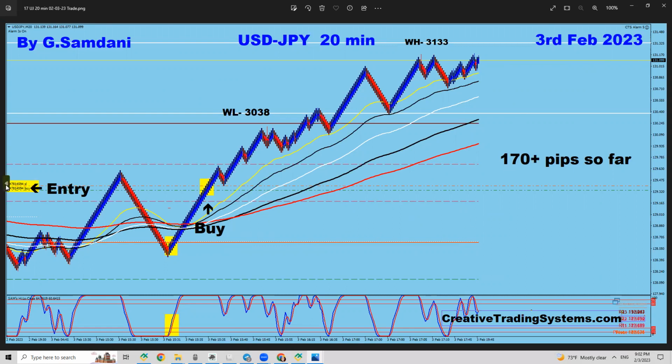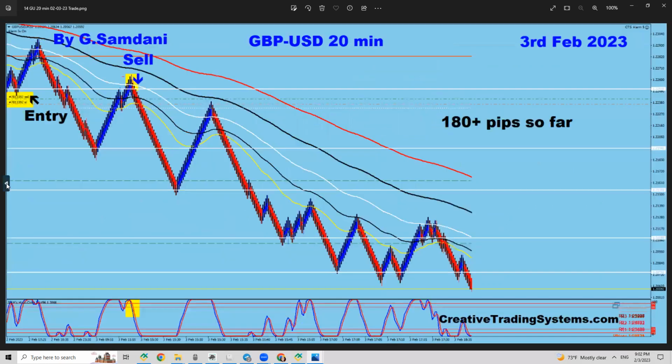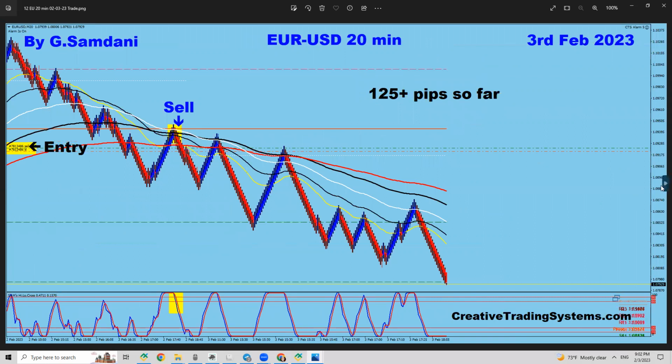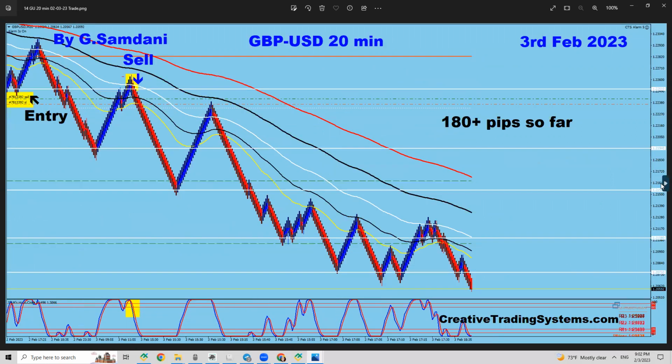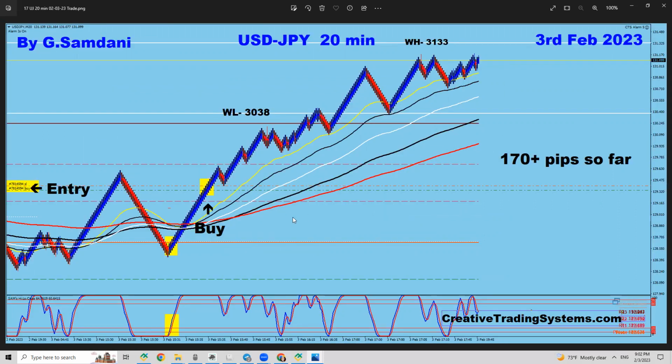So you see, I had almost 6, 7 USD pairs. 1, 2, 3, 4, and then 5, and then 6 trades. Only USD pairs today based on that one USD weekly chart, USDX weekly chart.